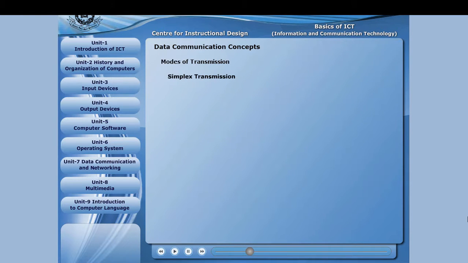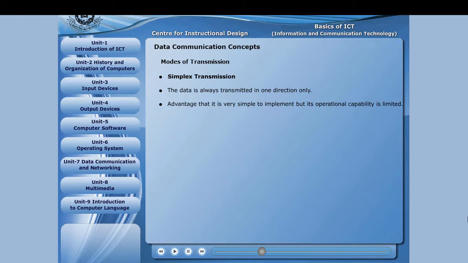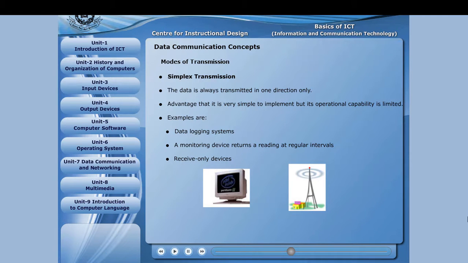Simplex transmission. In this mode, the data is always transmitted in one direction only. Simplex operation has an advantage that it is very simple to implement. However, its operational capability is limited. Examples of simplex transmission systems are data logging systems, in which a monitoring device returns a reading at regular intervals to the data gathering facility. Receive-only devices such as microcomputer monitors and scanners, and broadcast system and services.